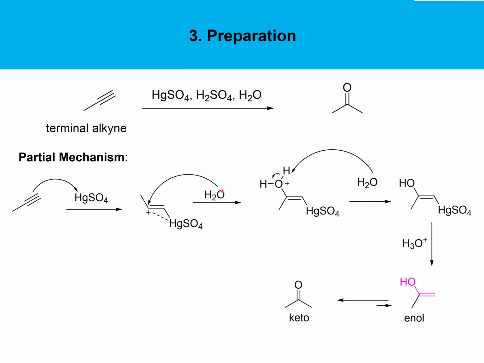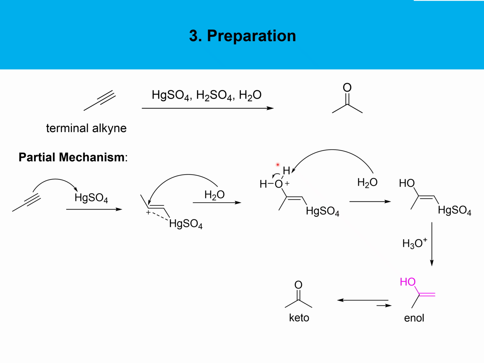The water will then attack the more substituted carbon, where there is a large positive charge, and we get the Markovnikov addition of water. So the alcohol, or the water, will be on the more substituted carbon of what used to be the alkyne, and then the less substituted carbon will have the mercury sulfate.